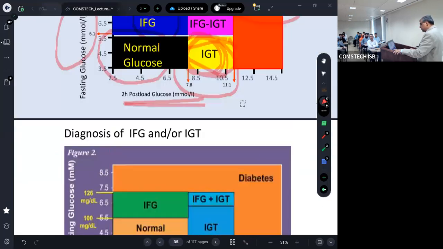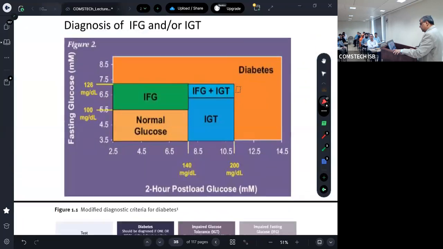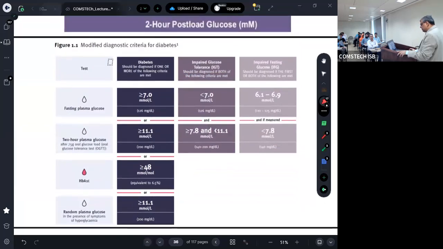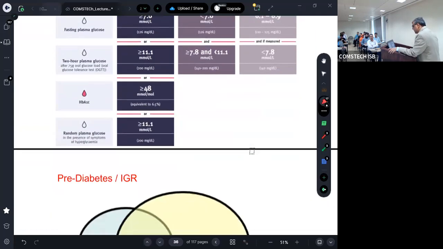Sometimes we use millimole, sometimes milligram per dL. Very simple: if it is millimole per liter, if you multiply by 18, it will become milligram per dL. So this is the criteria for diagnosis: diabetes, impaired glucose tolerance. What is the range of the plasma glucose? This is the criteria for the diagnosis of diabetes.